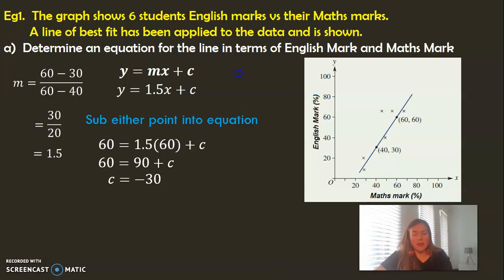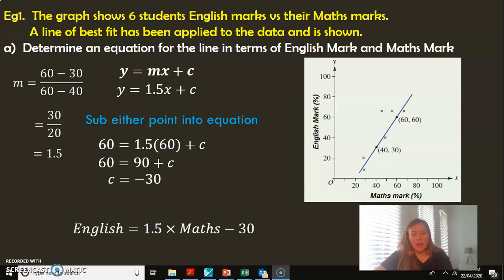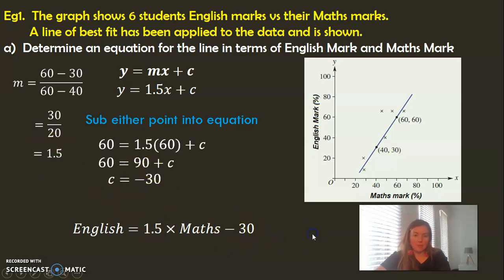Hence, my equation for this line is going to be English mark equals 1.5 multiplied by maths mark, take away 30. Because I've substituted in these names instead of the x and the y, and I've subbed in my m and my c value into the equation.